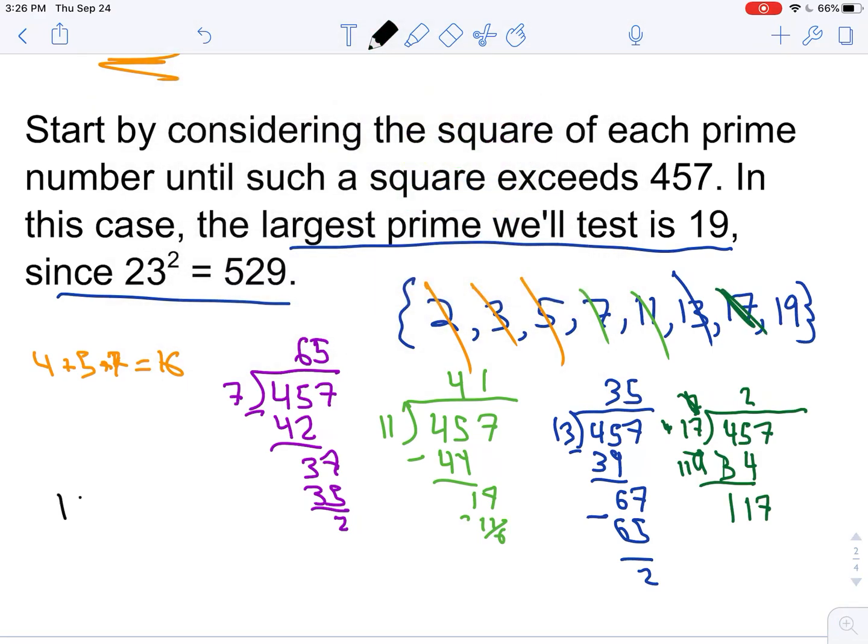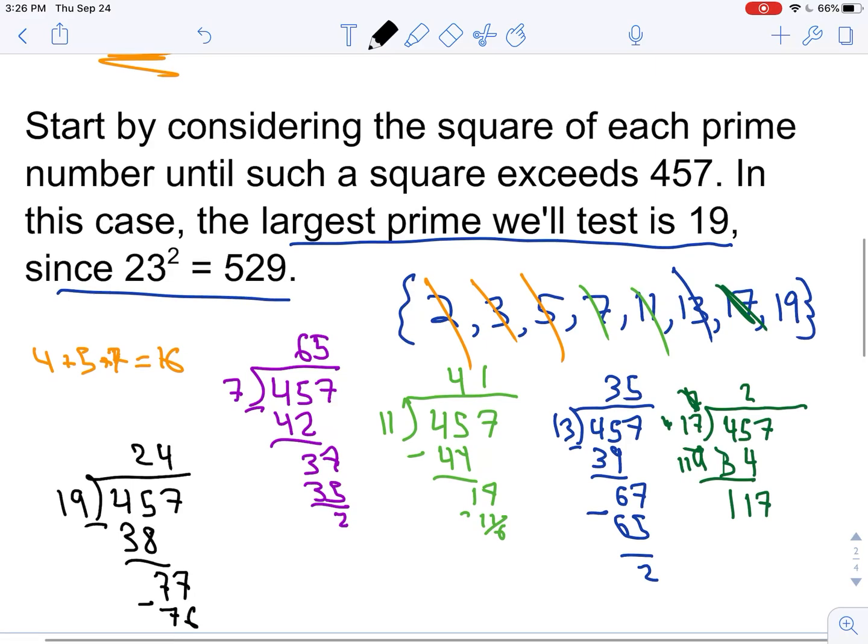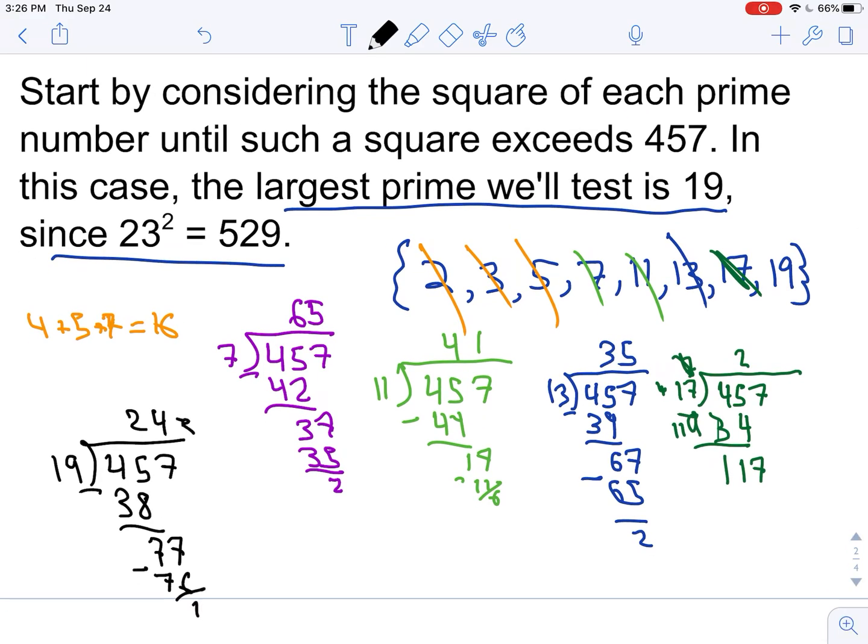And last one, it's either divisible by 19 or I know it's got to be a prime. That goes in twice, 38, 7. Does 19 go into 77? So close. 19 times 4 is 76, but close isn't good enough, folks. We have a remainder of 1. So, therefore, we know that it is a prime number.